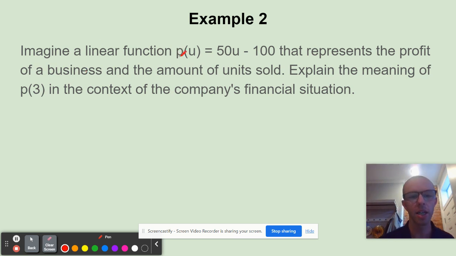So imagine a linear function, the P of U, is equal to 50U minus 100. That represents the profit of a business in the amount of units sold. Explain the meaning of the P of 3 in the context of the company's financial situation.